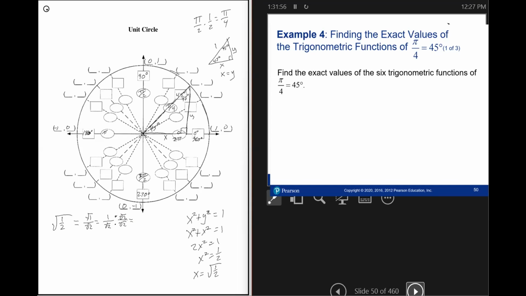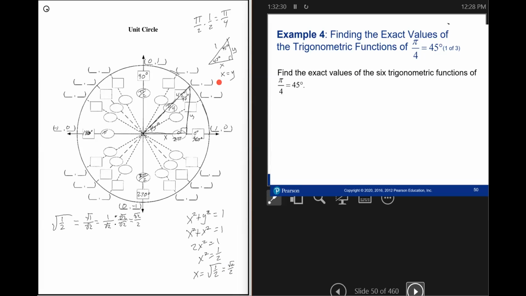What happens when you multiply the square root of 2 by itself? It equals 2, because that's the definition of the square root of 2. It's that number you multiply by itself to equal 2. So we get 2 here. And in the numerator, it's just 1 times the square root of 2. So that's what the x value is. The x value is the square root of 2 over 2.